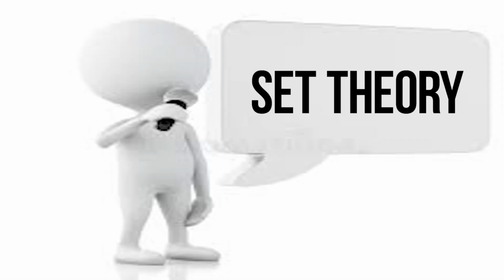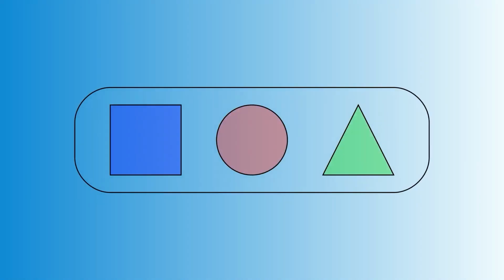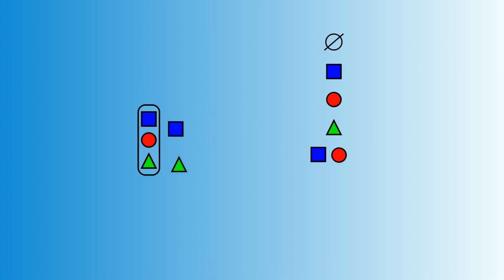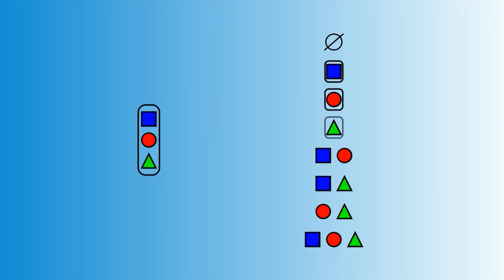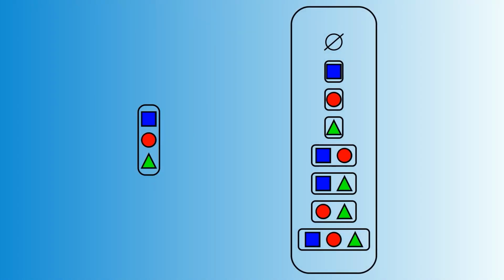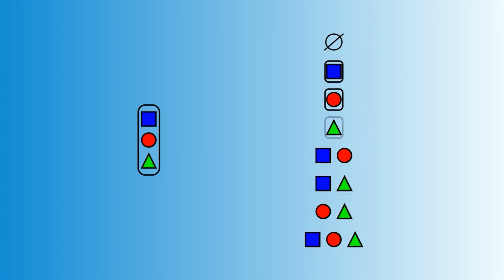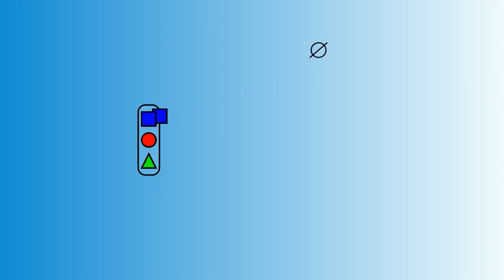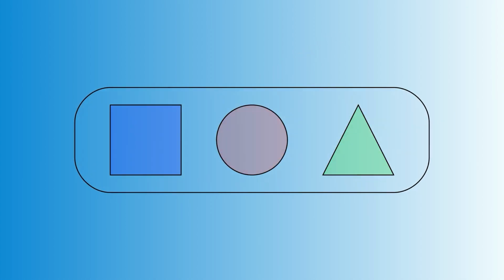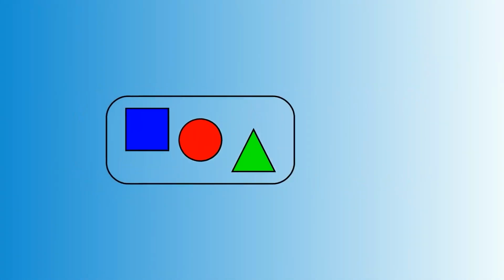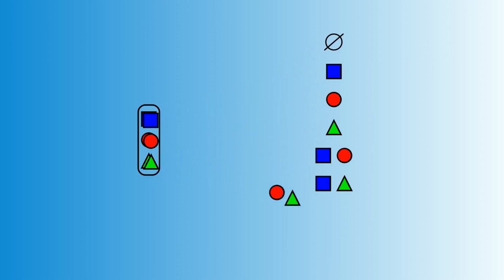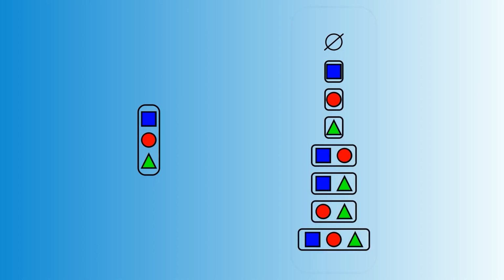Set theory is a branch of mathematics that deals with the study of sets, which are collections of objects. Sets can be defined by listing their elements or by specifying conditions that define the membership of elements in the set. Operations such as union, intersection, and complement can be performed on sets to create new sets. Set theory provides a foundation for many areas of mathematics and is widely used in computer science, statistics, and other fields.